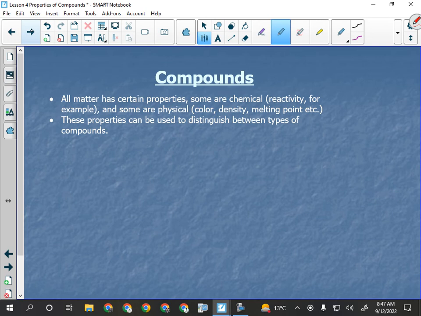Alright, so as we were saying, all matter has certain chemical properties. We're not going to be doing any chemical properties this week. When we get to our reactions lab, where we're actually mixing things together and seeing what happens, then we'll be dealing with chemical properties. Chemical properties simply refer to whether these substances actually react to form new substances when they're put together. That's a chemical property.